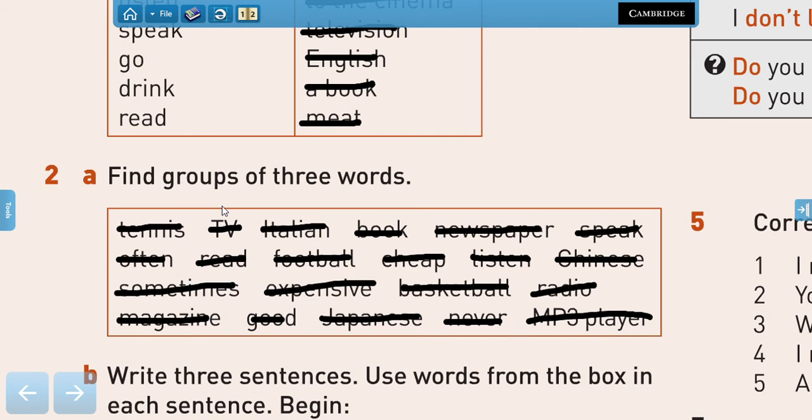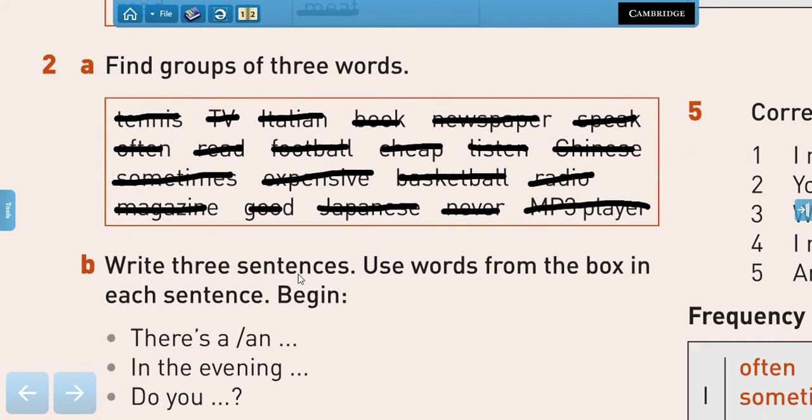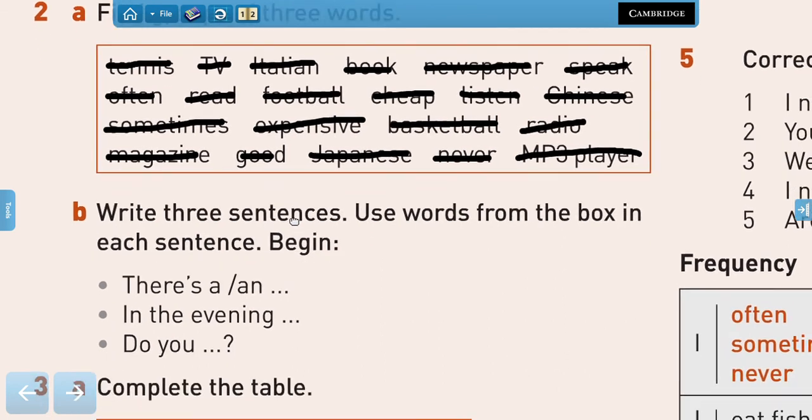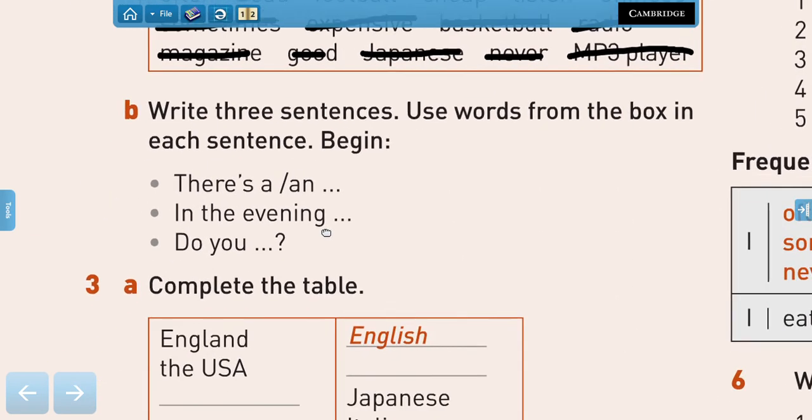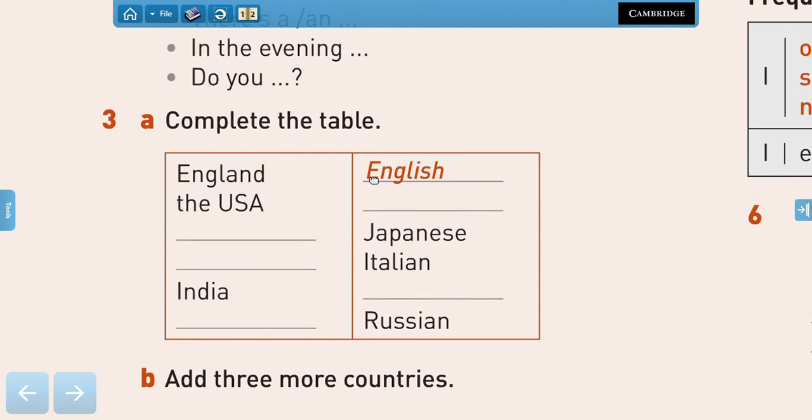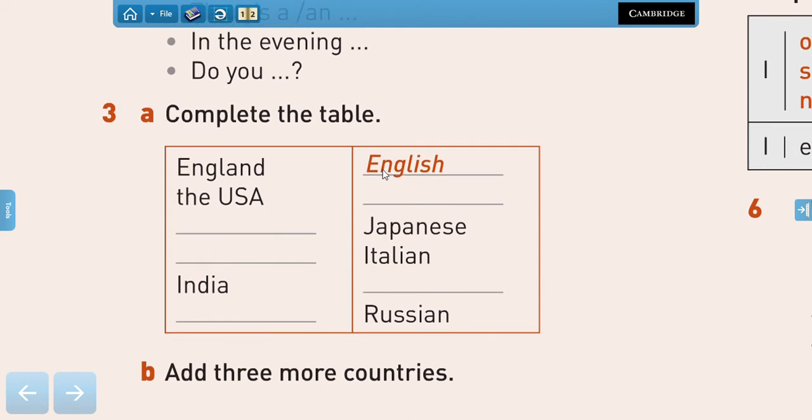Very, very good. Now, it says write 3 sentences. Use words from the box in each sentence. So try to use them to complete some questions or sentences in positive. Now here we have complete the tables, countries and nationalities. That's interesting. Pause the video because I'm going to give you the answers once you finish. Are you ready?